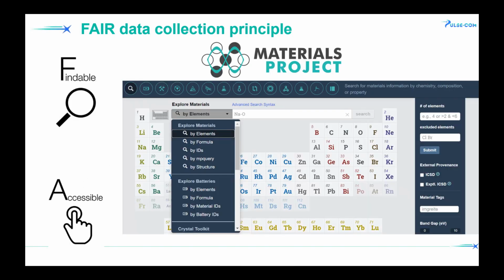What does it mean? Here's an example from the Materials Project repository. The data is findable and accessible by a human. You can just put the name of the compound that you are looking for, but you can also click on different atoms. For example, if you click Zn and O, you can look for all the materials that have this chemical formula, so zinc oxide. You can find the most stable ones, but also the more exotic phases that exist only, for example, in very high pressures or very low temperatures.